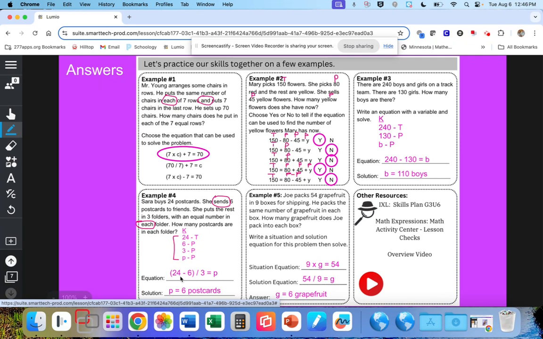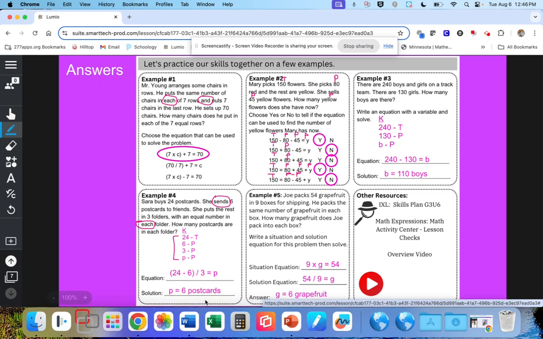So the first thing we need to do is we have to take our total amount of postcards, 24, and subtract out the 6 that we sent to friends. And then we're going to take the answer of that and divide it by 3 folders to find out how many postcards are in each folder. So 24 minus 6 is 18, and then 18 divided by 3 is 6 postcards.